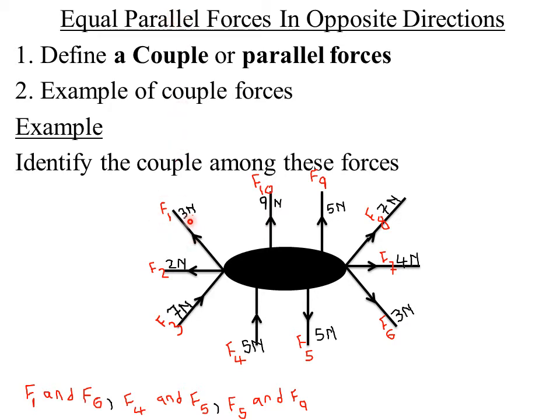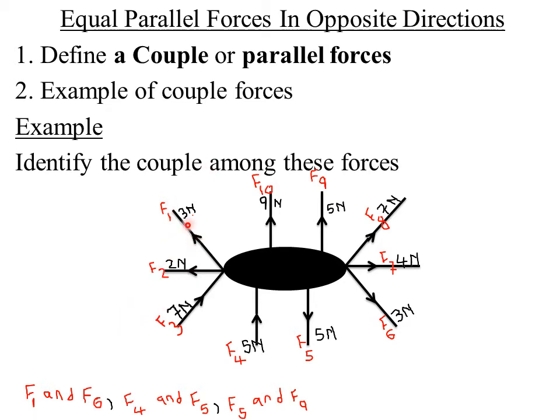Two, force F1 is 3 Newton while F2 is 2 Newton. Because this is 3 Newton and this is 2 Newton, it means those forces are not equal in magnitude. So again, it is not a couple. Then the two forces are moving in the same direction. We've said that couple forces must be moving in opposite directions. Therefore, force F1 and F2 are not couple forces.